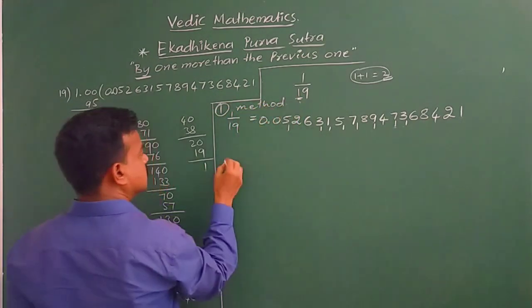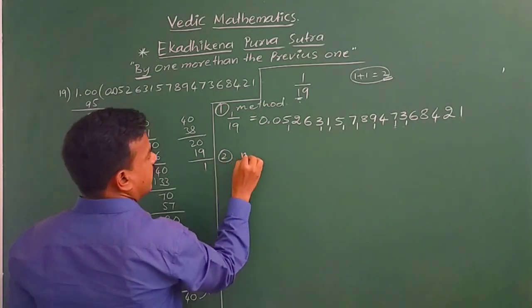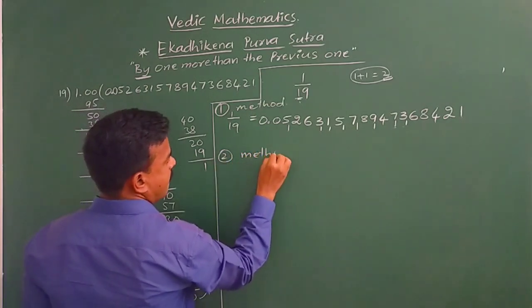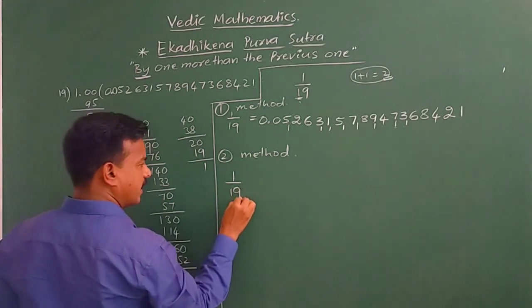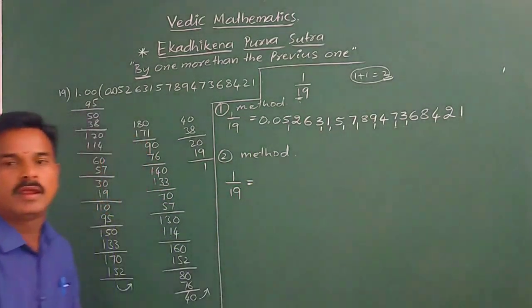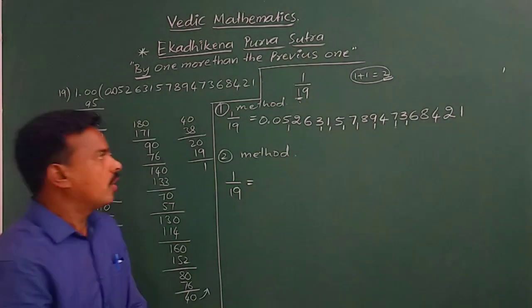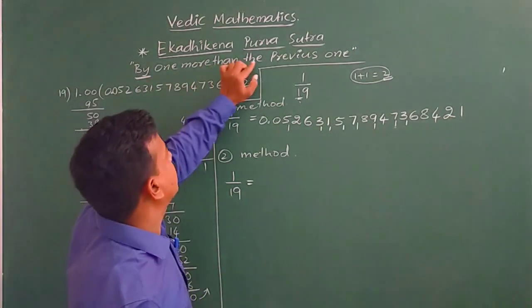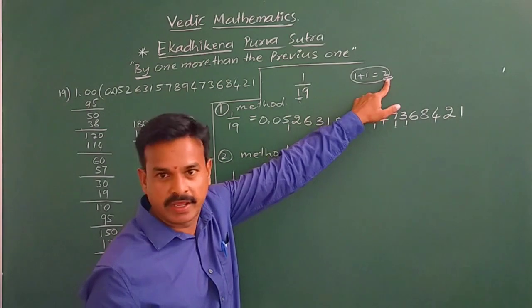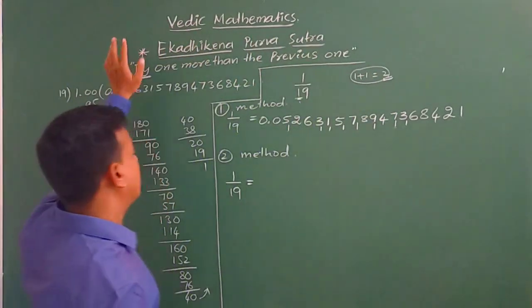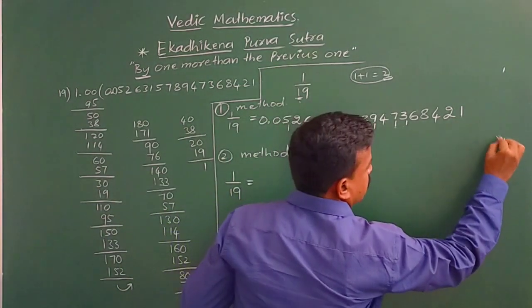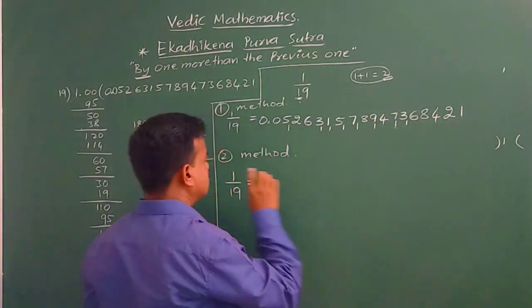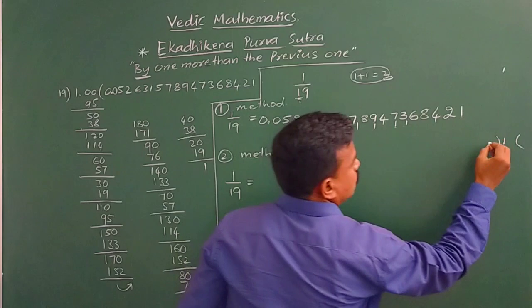By multiplication. The second method is by division for the same question. 1 by 19. Here also we have to take one more than the previous, that is 2 only. And now the numerator is 1. You divide this numerator by 2.